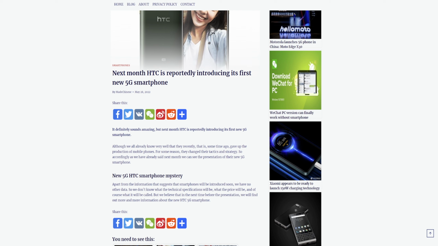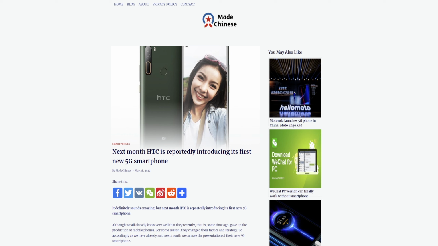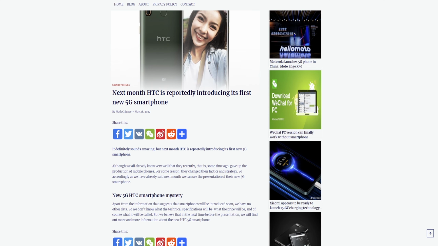I'm very happy because HTC always had really good quality smartphones. Unfortunately, some other companies have been better in promoting their smartphones, and that led HTC to stop producing smartphones. But we are going to see what kind of smartphone we will see next month, and of course what tech specs, price, and other information. I believe every day we can expect some details about this device.